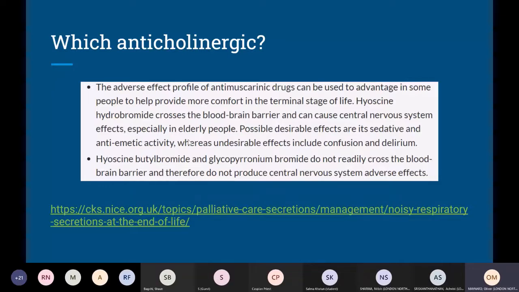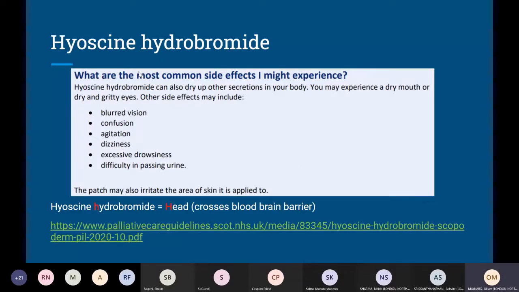However, in certain patients, like the patients we're talking about here, whose desire was to remain as alert for as long as possible, this would be an undesirable side effect of the medication. One that butylbromide and glycopyrronium don't actually have, because they don't cross the blood-brain barrier. So this is from a patient leaflet on the side effects of hyoscine hydrobromide. And the way that I remember it is the H in hydrobromide is the H for head. So it crosses the blood-brain barrier.